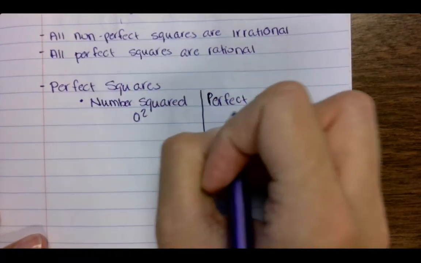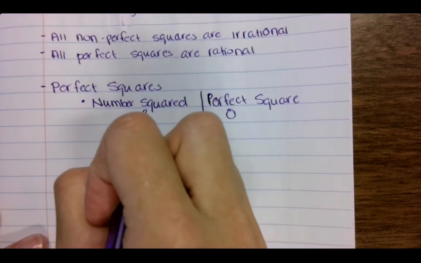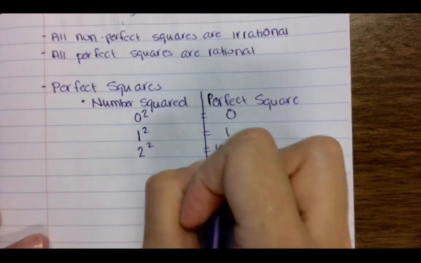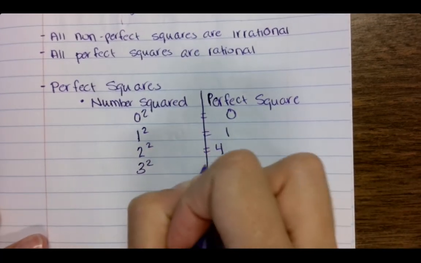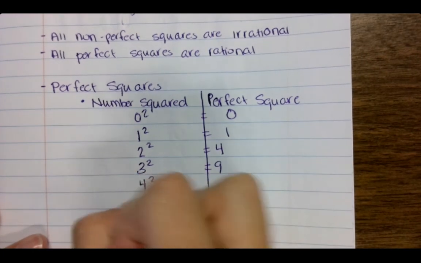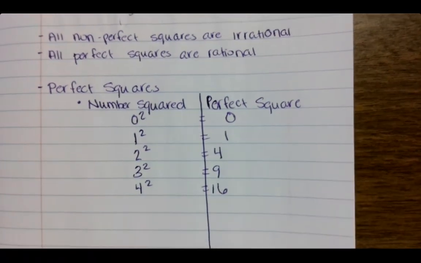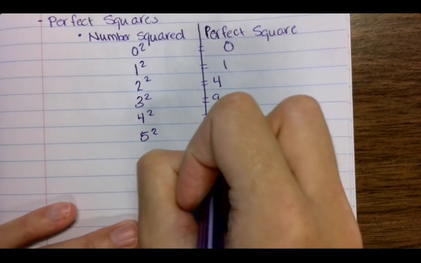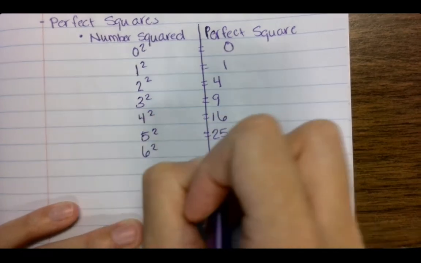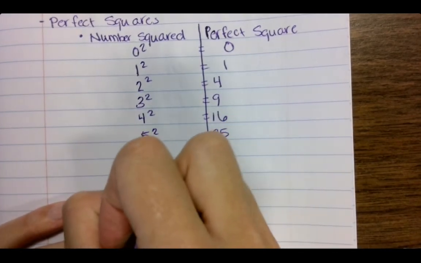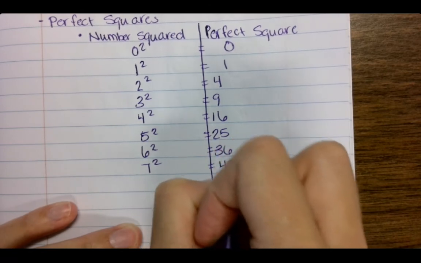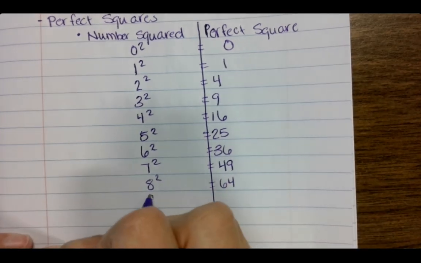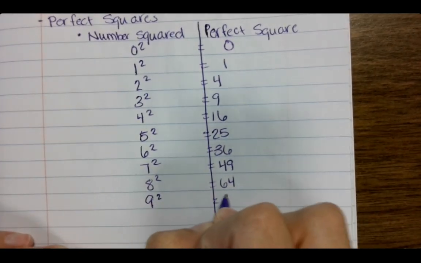So 0 squared is obviously 0. 1 squared is 1. 2 squared, 4. 3 squared, 9. 4 squared, 16. I need to move this down so you can see it. 5 squared, 25. 6 squared, 36. 7 squared, 49. 8 squared, 64. 9 squared, 81.